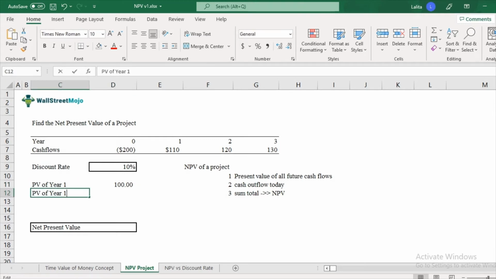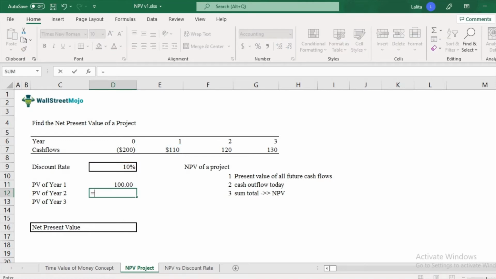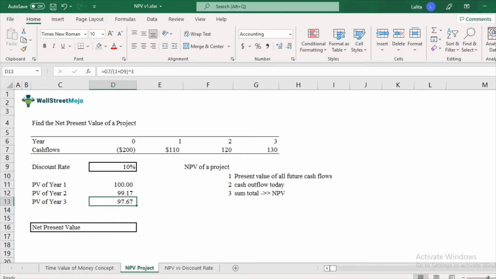What about year 2 and what about year 3? I think it should be fairly simple, right? Let's do that. Year 2 will be 120 divided by 1 plus 10% to the power of 2. And what about present value of year 3 cash flows? That will be 130 divided by 1 plus 10% to the power of 3. Okay, so this is the present value of year 1, year 2 and year 3.